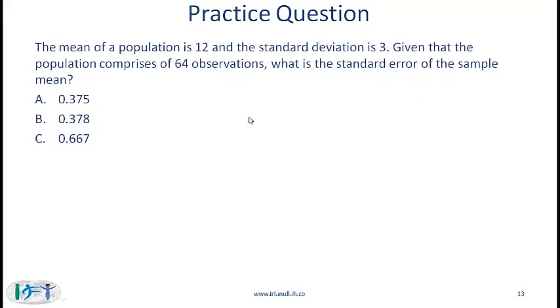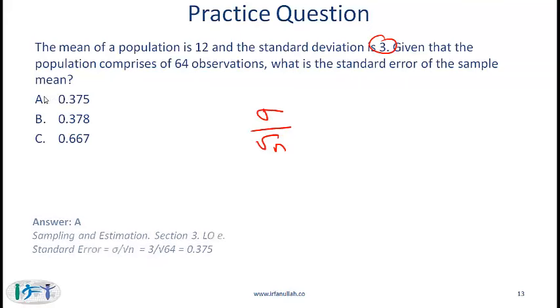Let's look at this simple question. You need to use the formula that we just discussed, which is sigma over root n. Sigma is 3, n is 64. So 3 over root of 64 should give you a, which is 0.375.